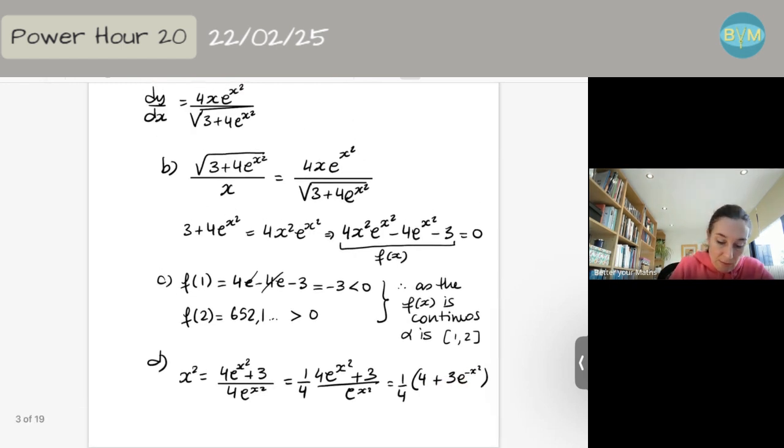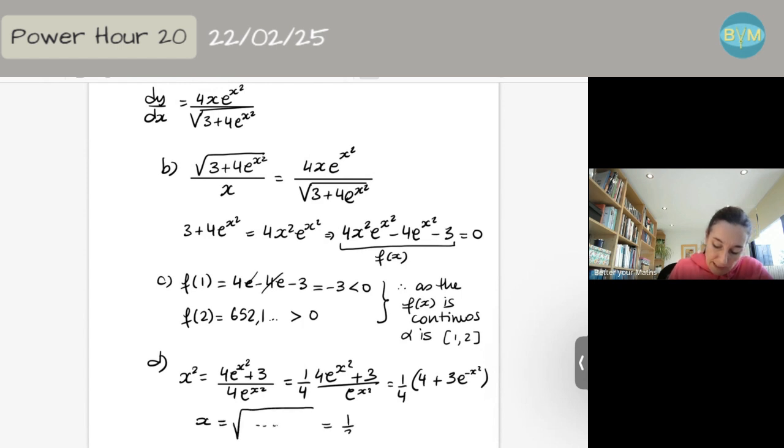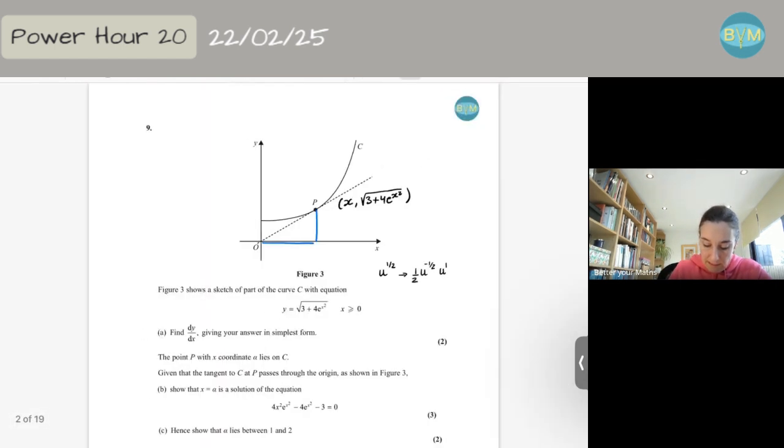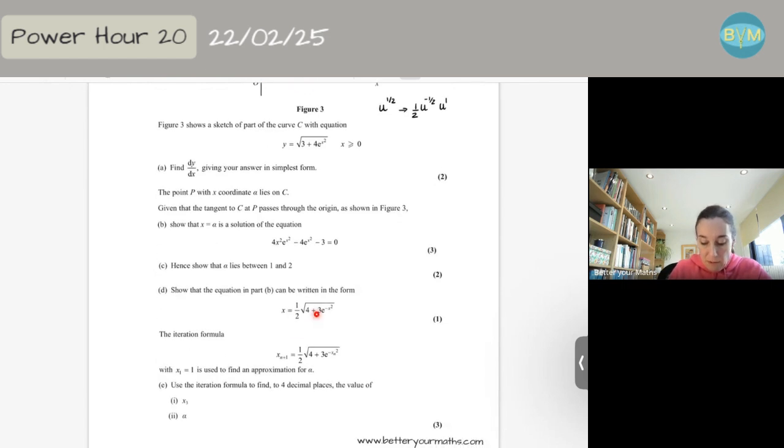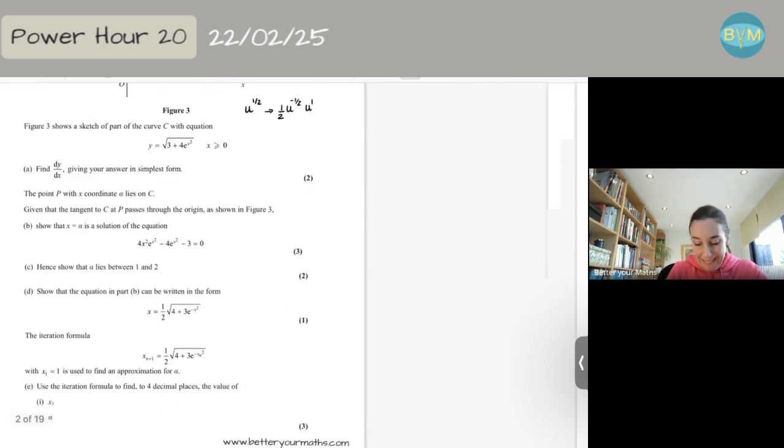And now I'm going to do the square root. So x is going to be the square root of all that. The 1/4 can go outside, and then I have the square root of everything else. And that's the formula that they are giving me. So I have the 1/2 and the square root where they have divided by e to the power of x squared. Is it clear?